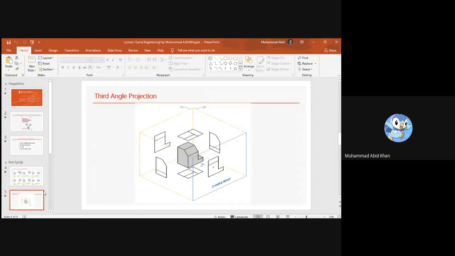Here is the third angle projection. The device is inside. When you are looking at this side, you draw it here. When you are looking at this side, you draw it here. That is the way of third angle projection. Is it clear until now? Doctor, we have to draw the right and left, right? Yes. Okay, doctor, thank you.